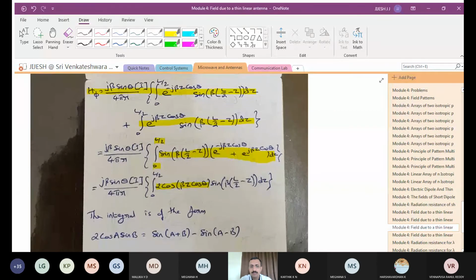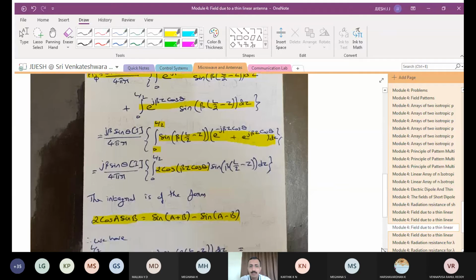To integrate this, let us see that it is of the form 2 cos A sin B. You all know this trigonometric relationship: 2 cos A sin B can be represented as sin of A plus B minus sin of A minus B. It is a trigonometric relationship, so 2 cos A sin B is sin of A plus B minus sin of A minus B.